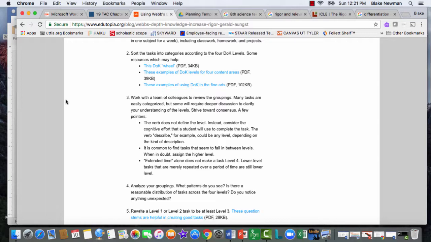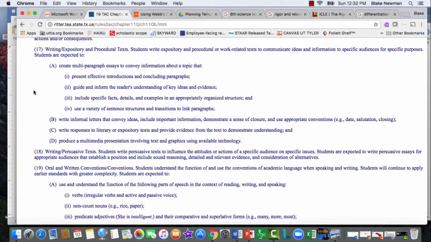I do want to remind you that in order to hit that level 3 in your classrooms and see if your kids really understand, a great way to do that is to use this writing TEK. It's in every grade level. So writing responses to literary or expository text and provide evidence from the text to demonstrate understanding. This is really going to be beneficial in your classrooms as your students progress, and it's a great way to check for understanding and have them write and have them use that evidence from class and really prove their understanding and justify their reasoning.